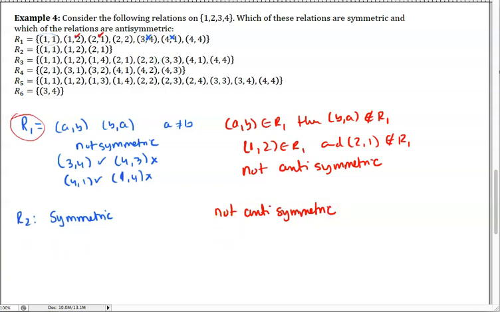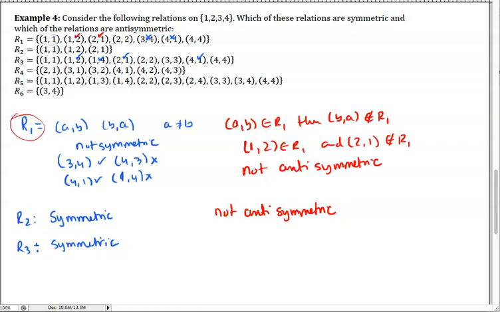Okay, let's look at R3. So let's look for symmetry first. 1, 2 is in, 2, 1 is in. So that's a good pair. 1, 4 is in, 4, 1 is in. Good, they pair up. All right, again, the doubles can be in relations that are symmetric and in relations that are not. They are anti-symmetric, or they could not be there at all, basically, when you ignore them if you check for symmetry and anti-symmetry. Okay, so R3 is symmetric.